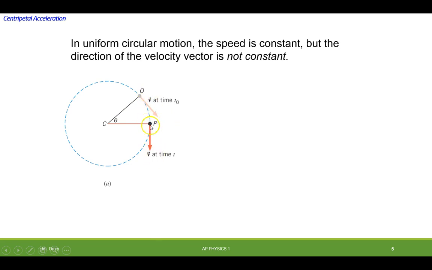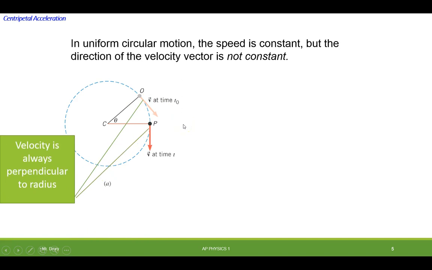And sometime t later, it has the same magnitude of velocity, but now it's pointing in a different direction. Notice once again this is 90 degrees because it always wants to fly off on a tangent. So these velocity vectors are always perpendicular to the radius.